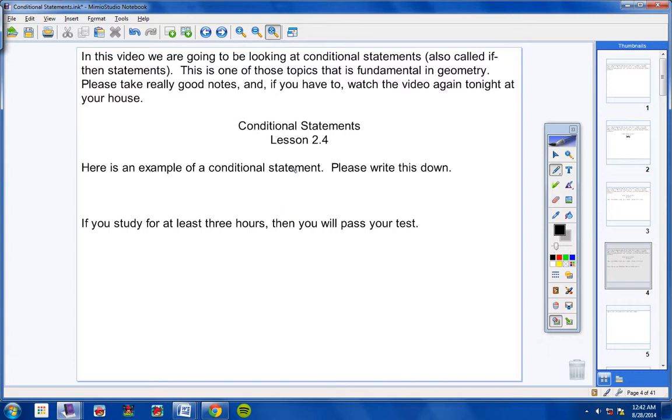First of all, it is called a conditional statement because we have a condition. Now, you don't need to write that down. You can if you want to. That's up to you. There's a condition being made. If you do something, then you'll get something in return. If you study for at least 3 hours, then you will pass your test. Okay? And so that's why it's called a conditional statement.